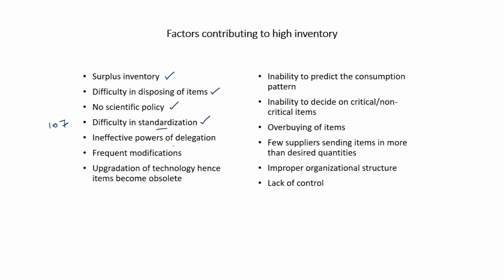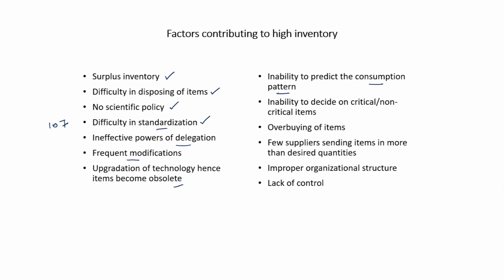Ineffective power of delegation: if you are not delegating the power, then there may be delays in decision making. Or if there are frequent modifications in the design of the product, design of the component, you may have a large number of obsolete items which you have purchased, which you have procured, but they are not being used. So, they are more like non moving items, dead stock items, or upgradation of technology, that makes the components obsolete. Inability to predict the consumption pattern also.